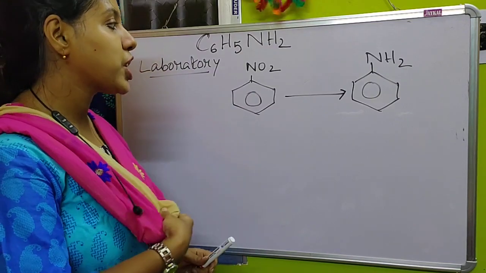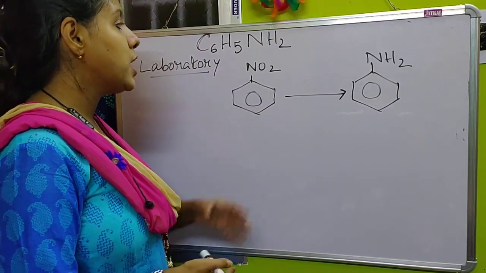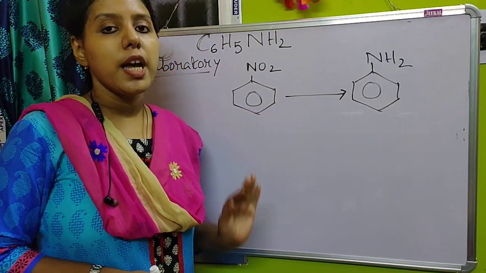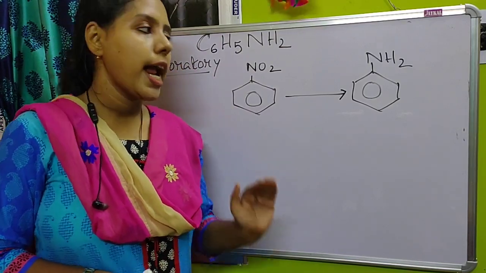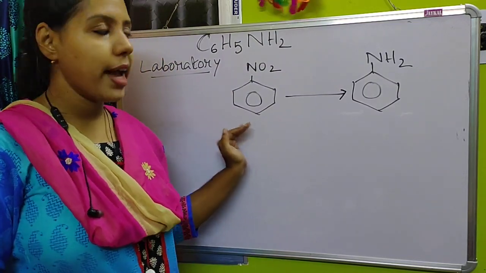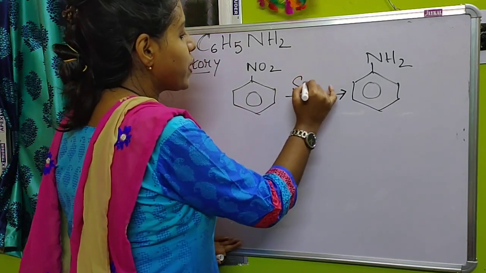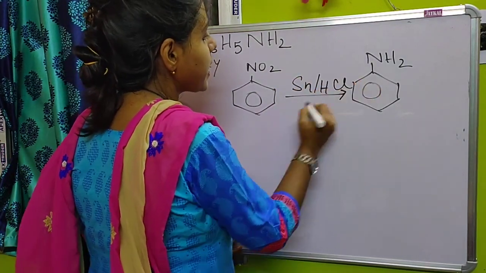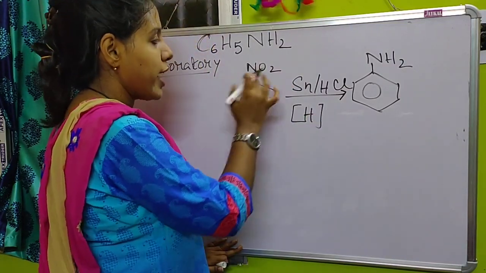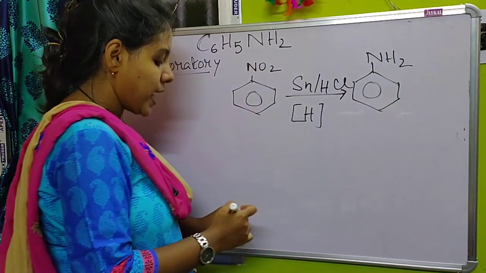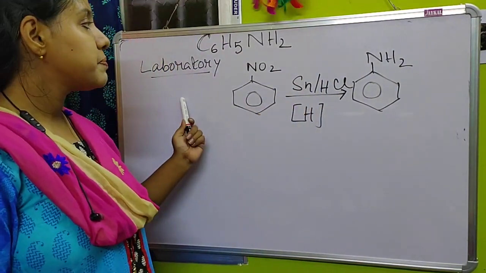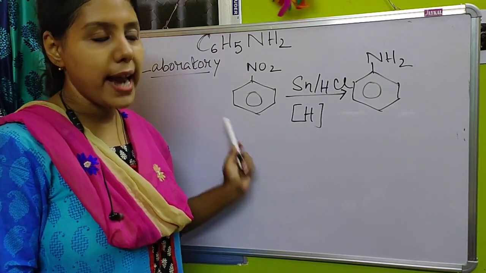So for the reduction reaction, what should we do? In the laboratory, nitrobenzene is treated with tin, Sn, in presence of dilute hydrochloric acid, and it is warmed. So the reagents we should use here are tin and HCl. It is a reduction reaction, so there will be elimination of oxygen and addition of hydrogen, and we get aniline. This is the laboratory preparation of aniline.